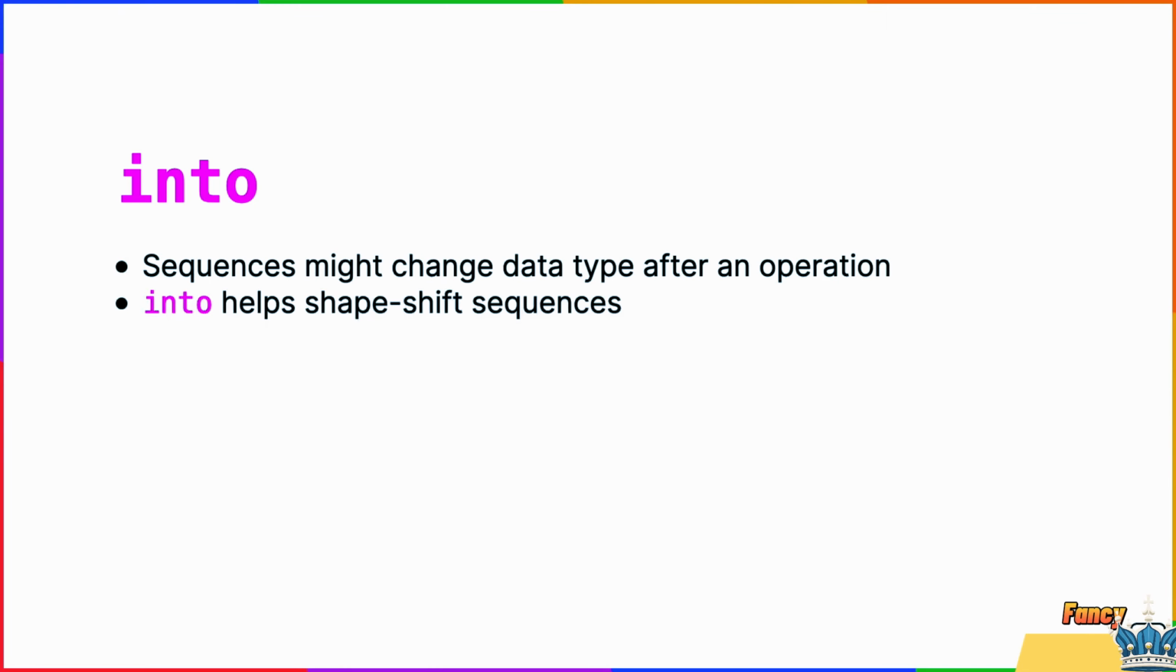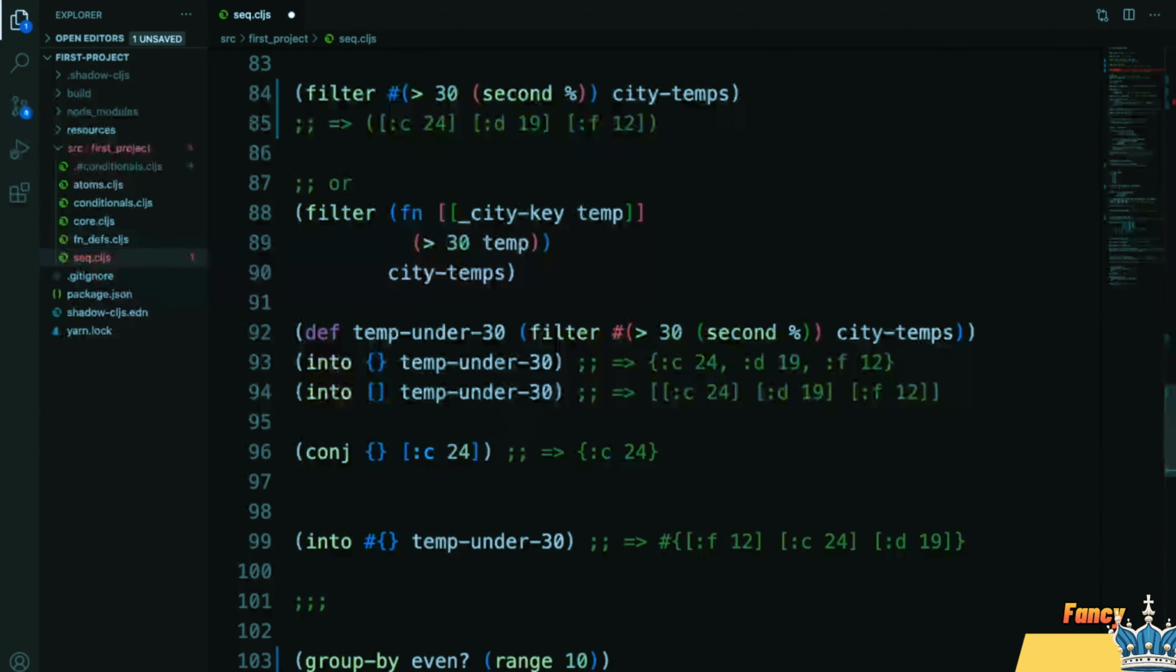The into function helps you shape-shift data structures. It can be used in a variety of ways, but the signature we are interested in is into, to, and from. It is particularly useful with sequence operations. To get a map back from the list above, we can specify an empty map as the to argument. Into works by conjoining every element of the sequence with the to argument. Since conj is defined for sequences, the same procedure works on vectors too. Do you think it will work on sets? What do you think will happen if we try to shapeshift temp under 30 into a set?